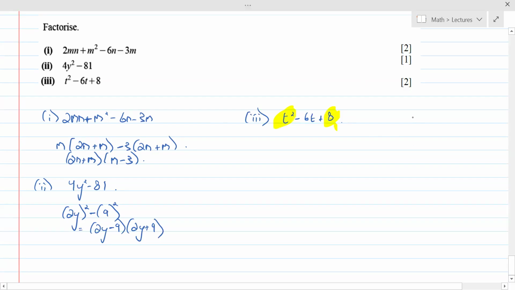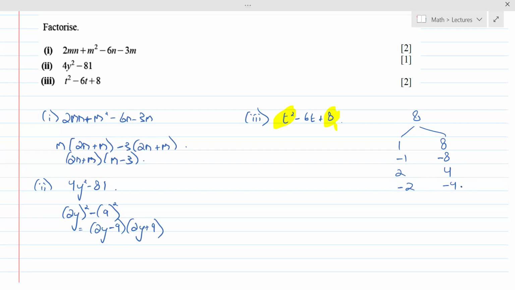So 1 into 8, it's a positive 8. Positive 8 can be obtained as 1 into positive 8, negative 1 into negative 8, positive 2 into positive 4, negative 2 into negative 4. And then you look for all these factors which should give us the middle term. 1 plus 8 gives us a positive 9, so it cannot break the middle term.